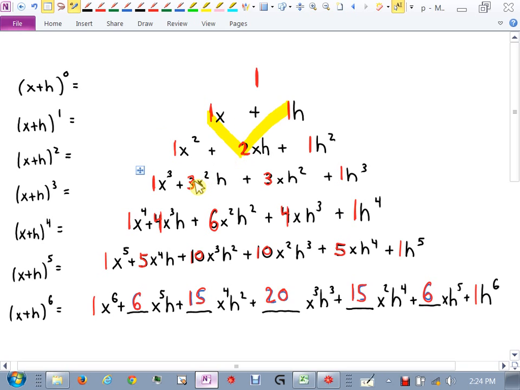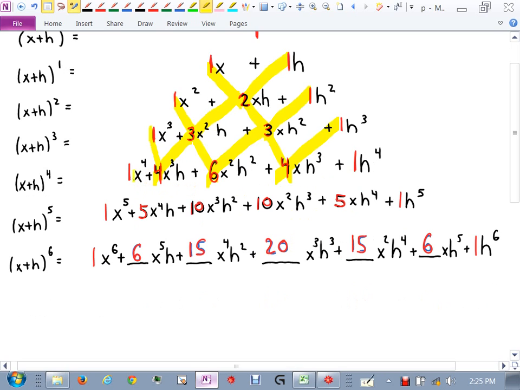So look at this right here. Where does this 3 come from? The 1 and 2 above it. Where does this 3 come from? The 2 and the 1 above it. Where does this 4 come from? The 1 and the 3 above it. Where does the 6 come from? The 3 and the 3. The 4 comes from here, right? So my 5 came from 1 and 4, 10.